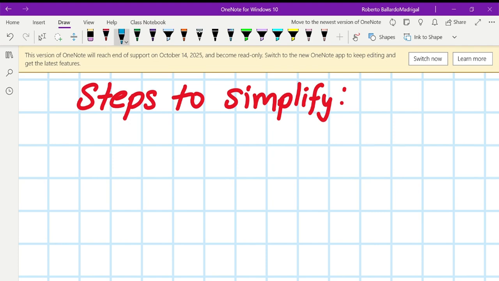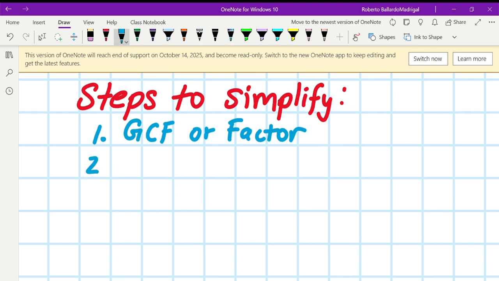Your first step. Step one, how do we simplify? Well, step one is going to be the following. You are going to either do GCF or factor. Okay, GCF or factor. Your step two will be to identify excluded values.